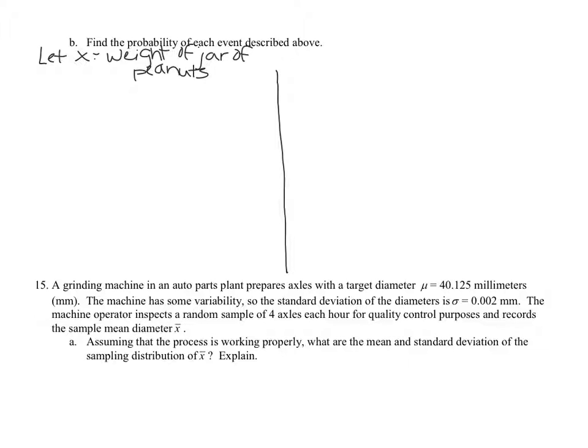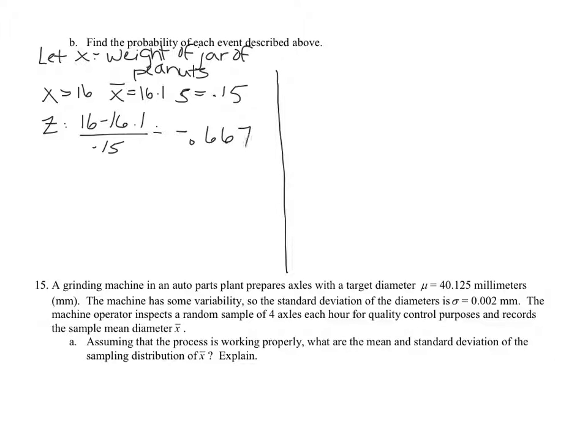Okay, so we need some information. We need to know what x is equal to, 16. We need to know what the mean is, 16.1. And we need to know the standard deviation, which is 0.15. So we can find the z-score, which is equal to 16 minus 16.1 divided by 0.15. So this will equal negative 0.667.